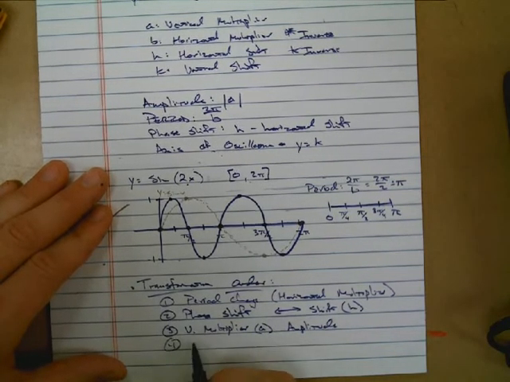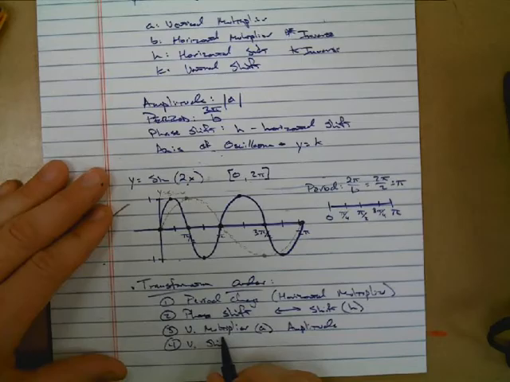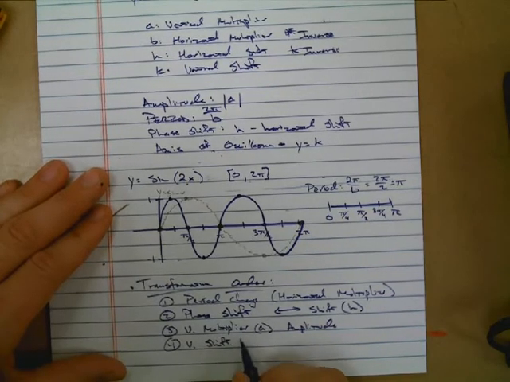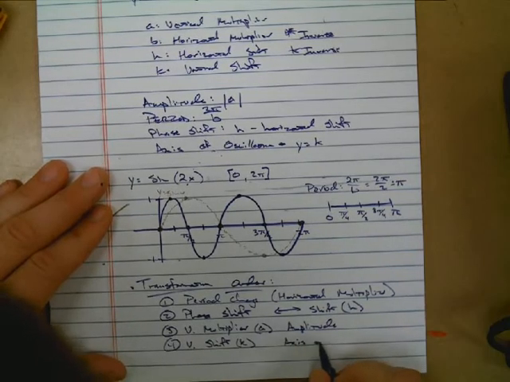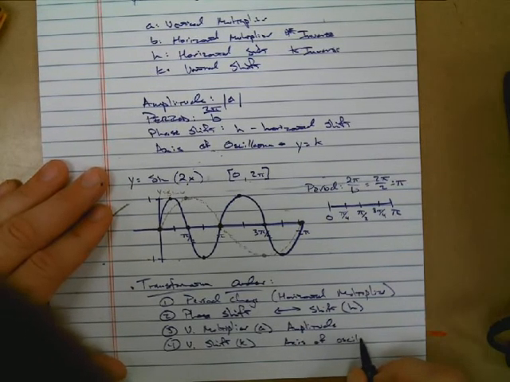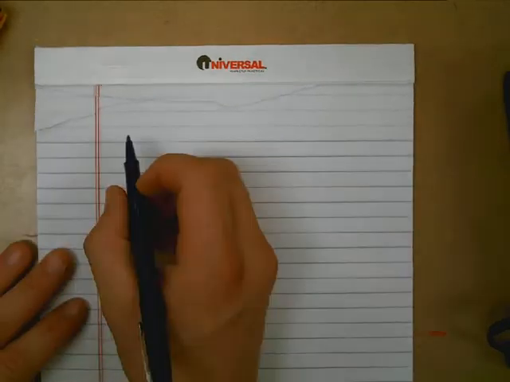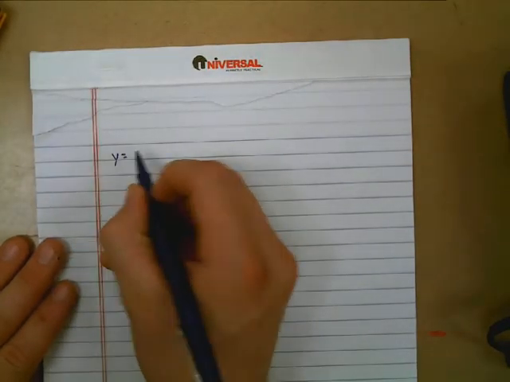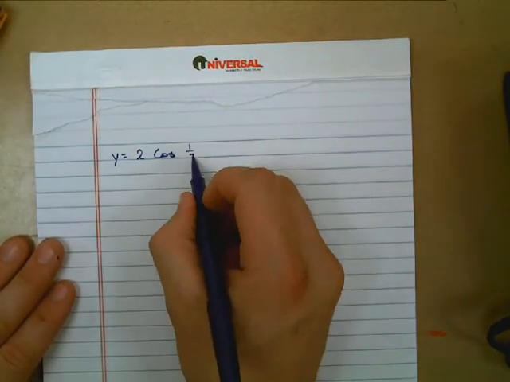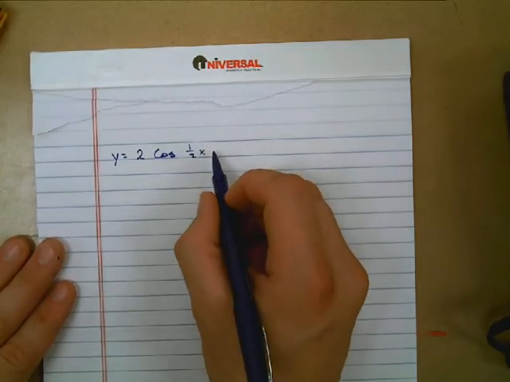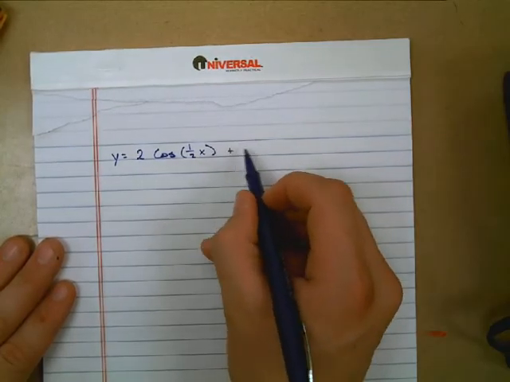Okay. Your turn. Please graph the following. Pause the video. Take your time. We're going to graph this from 0 to 4 pi. Okay. Take your time. Go ahead and graph this.